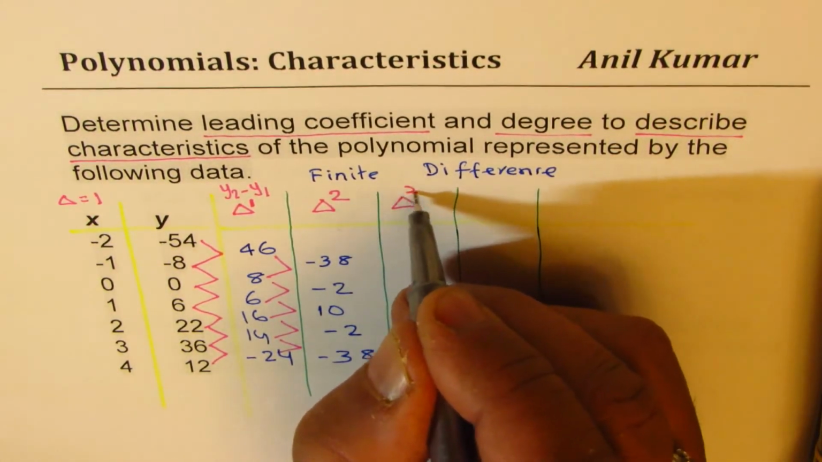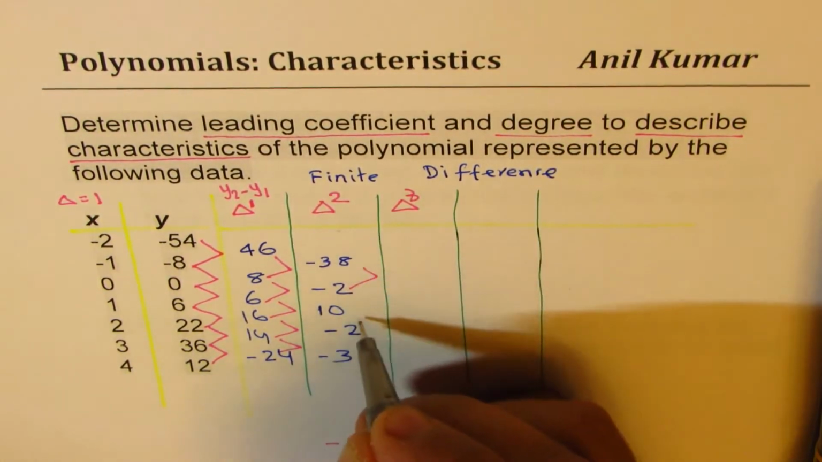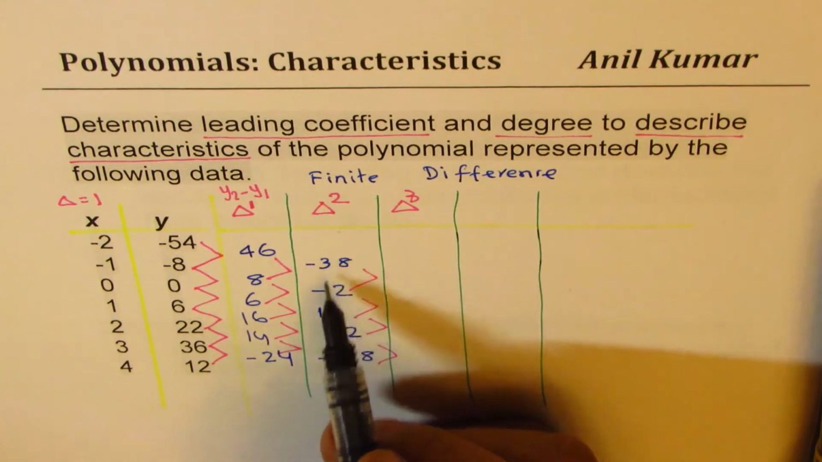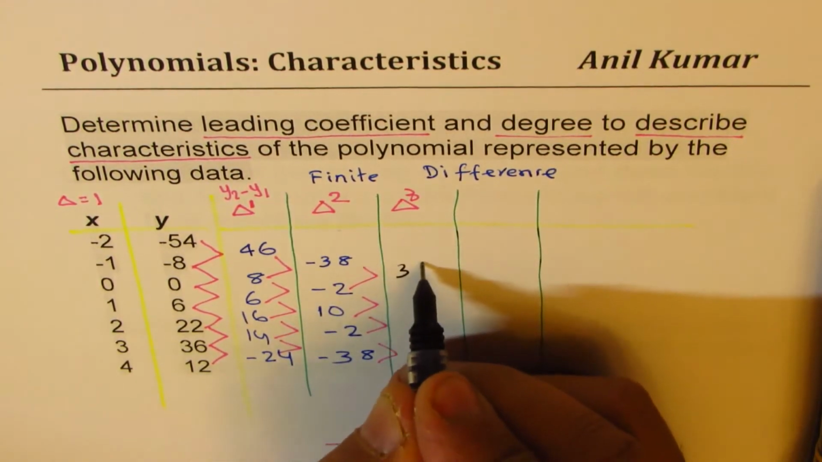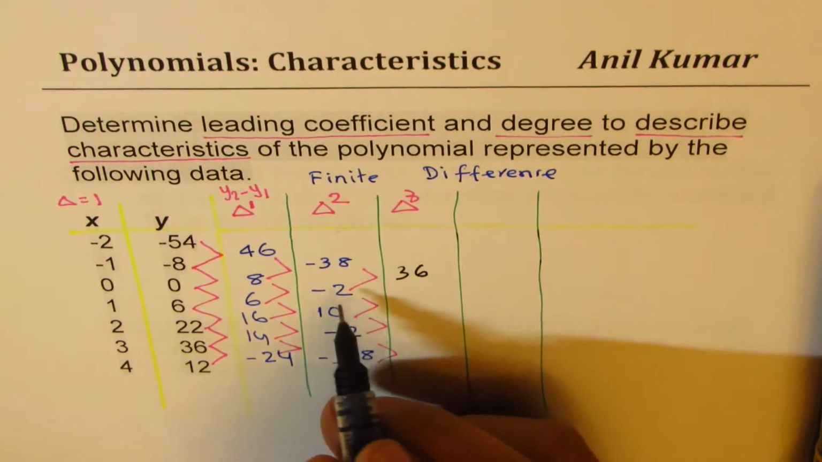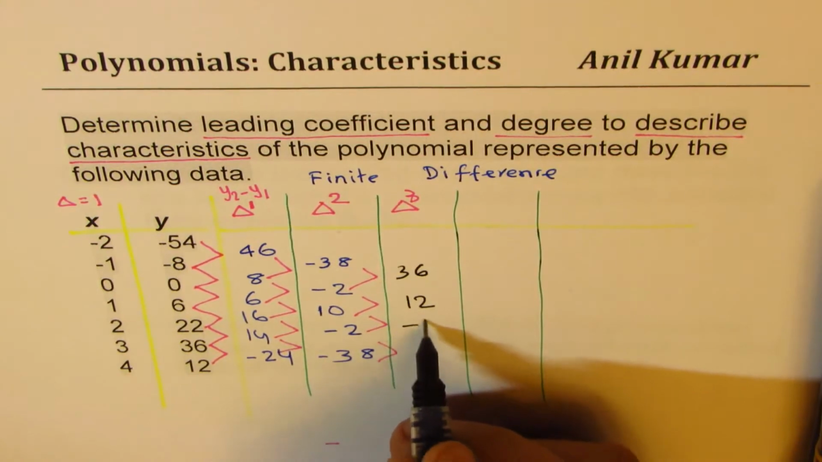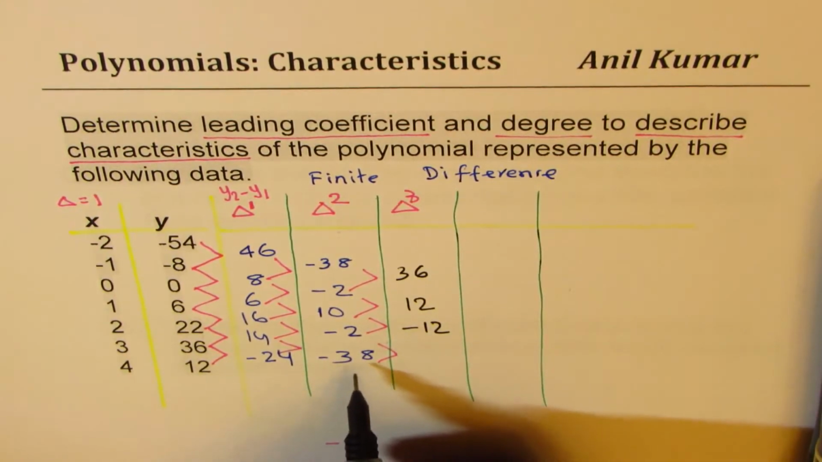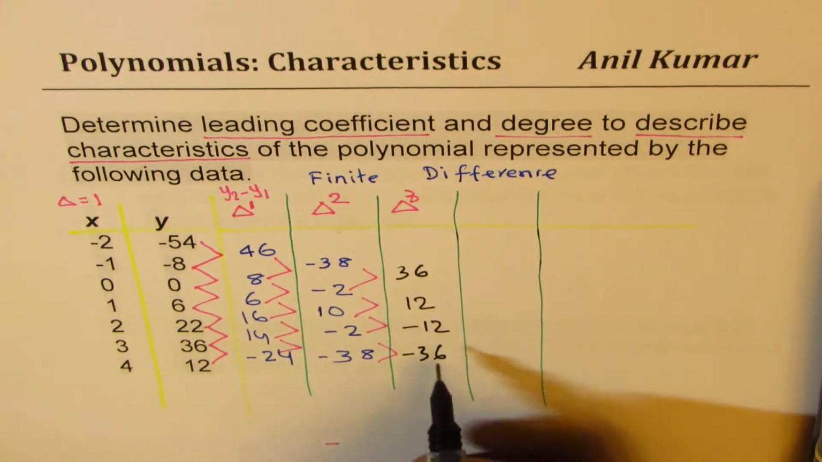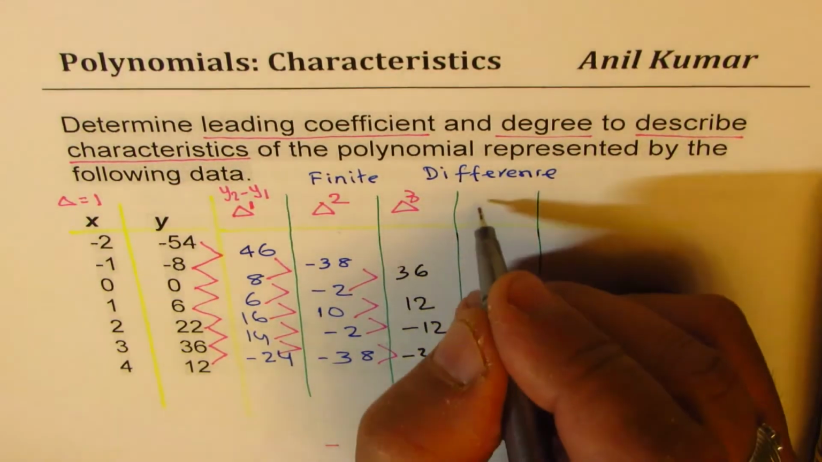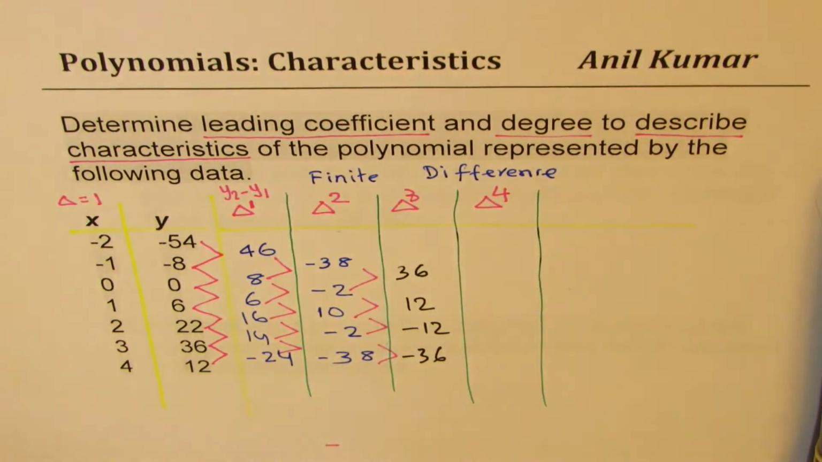We'll do the third finite difference. This number is telling us we are doing the third finite difference here. What do we get now? We have minus 2 minus 38, so in a way we get 36. 10 minus 2 becomes 12, minus 2 minus 10 becomes minus 12, minus 38 minus 2 becomes minus 36. Well, that is also not constant. So let's do one more. Hopefully we get it constant this time, and this is the fourth finite difference.